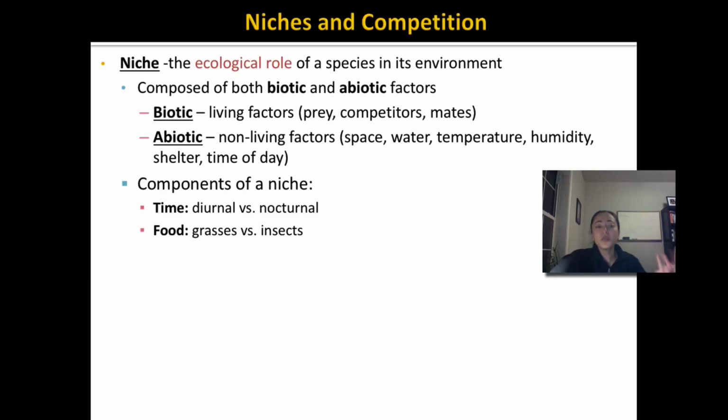The type of food an organism needs would be a component of its niche. For example, one organism might feed on grasses, another organism might feed on insects. Well, these two species wouldn't be in competition with each other because they're feeding on different things.